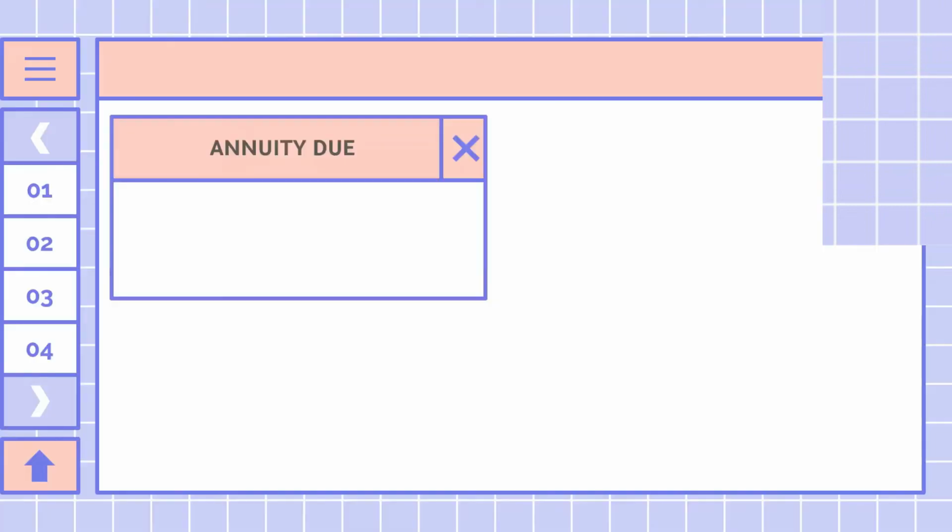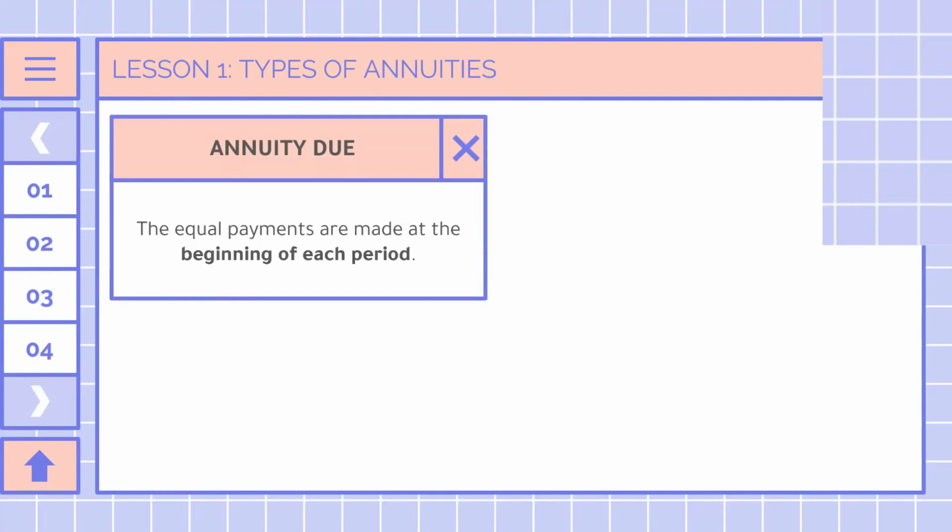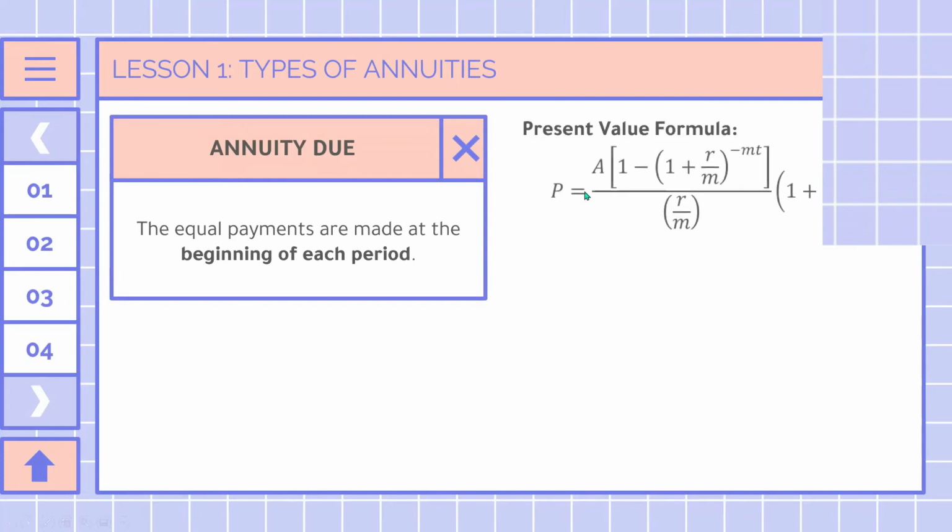So next, for the third type of annuity, which is the annuity due. It is defined as the equal payments are made at the beginning of each period. So for the present value formula, P is equal to A multiplied to the quantity of 1 minus open parenthesis 1 plus R over M close parenthesis raised to negative M multiplied to T all over R over M multiplied to the quantity of 1 plus R over M.